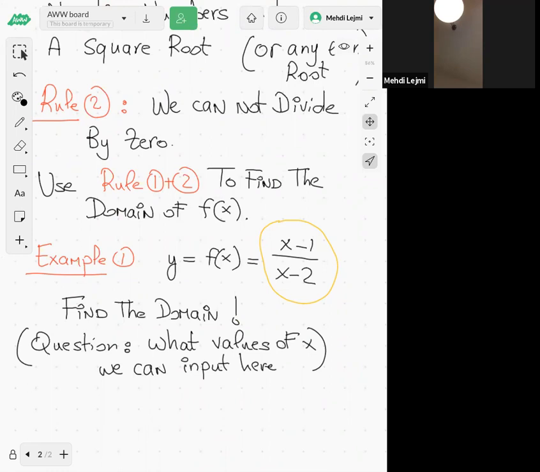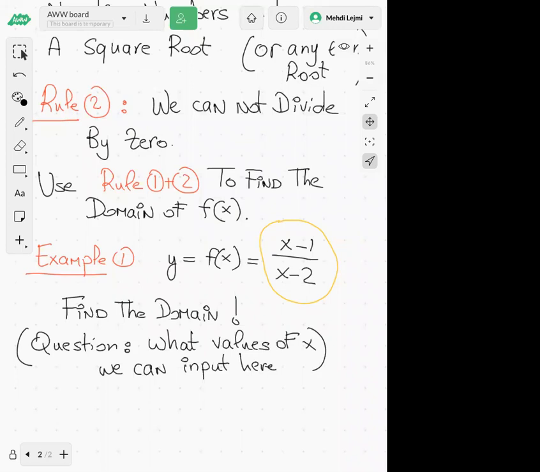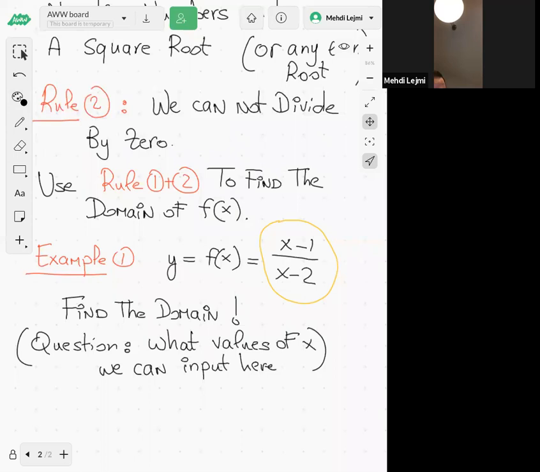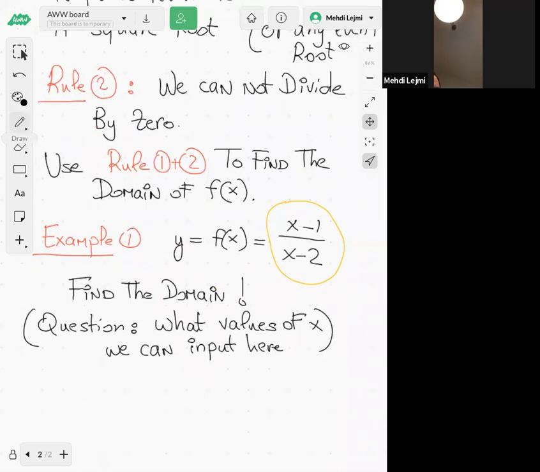First, you have to check if there is any square root in the function f. Well, like here in this example, there is no square root, right? So if there is no square root, then there is no problem with the first rule. The first rule says that we cannot have negative numbers under the square root, but there is no square root anyway, okay? So we can just forget about the first rule. So rule number one is okay because there is no square root. So we don't have to worry about the square roots.